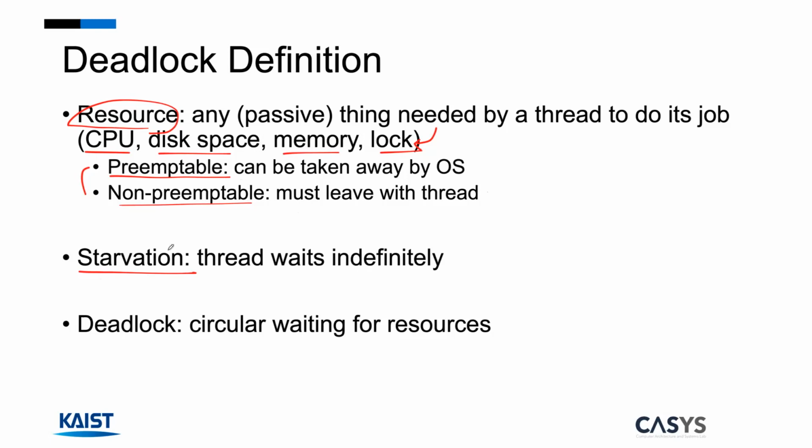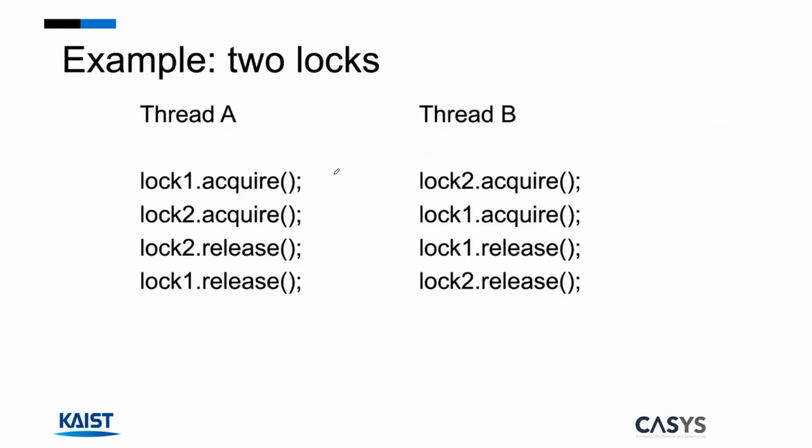For these resources, deadlock causes starvation. The consequence of deadlock is that all the threads wait infinitely, so the system doesn't make progress, causing starvation. Typically, deadlock is created by this circular waiting property of resources. Let's take a look at it.